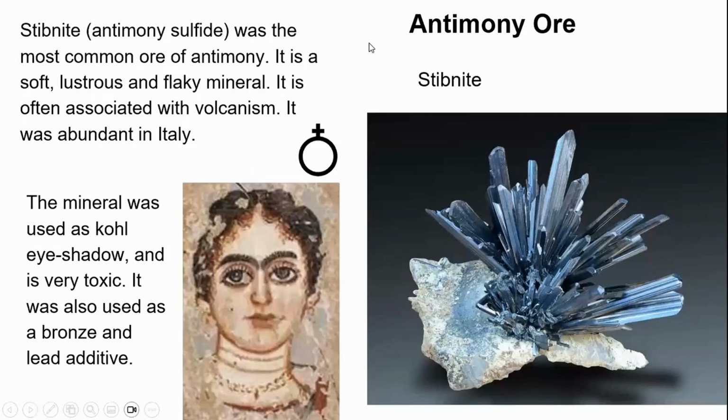Antimony ore. Stibnite, which is antimony sulfide, was the most common ore of antimony. It's a soft, lustrous, and flaky mineral, a lot like graphite. It is often associated with volcanism and is abundant in Italy. The mineral was used as coal eyeshadow, and it's very toxic. It was also used as a bronze and lead additive.